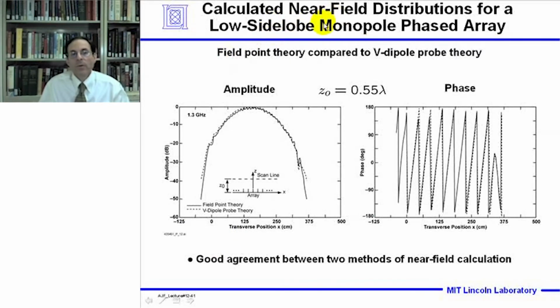So we'll start by showing the calculated near-field distributions for the low-side lobe monopole phased array. Here we're comparing the field point theory, where we calculate the electric field directly, and we compare it to the V-Dipole Probe theory, where we're calculating a voltage. On the left is the calculated amplitude versus the probe position, and we see very good agreement in the amplitude. These data are taken at a distance of 0.55 lambda from the antenna. On the right we show the phase. We see the linear phase slope because we're steering the main beam away from broadside. And there's very good agreement between the 2 methods of near-field calculation.